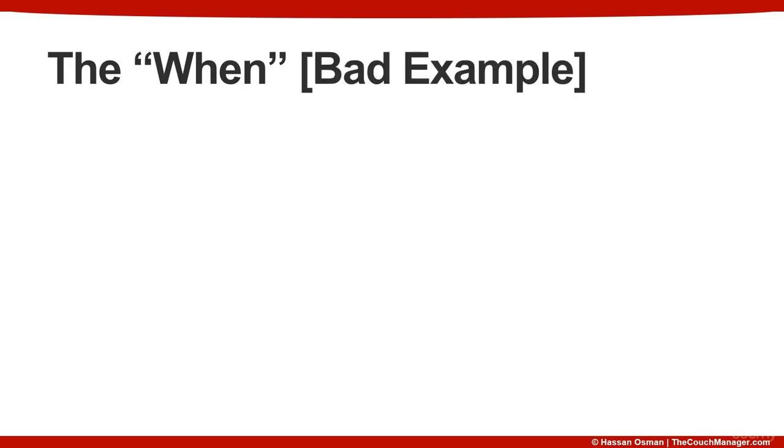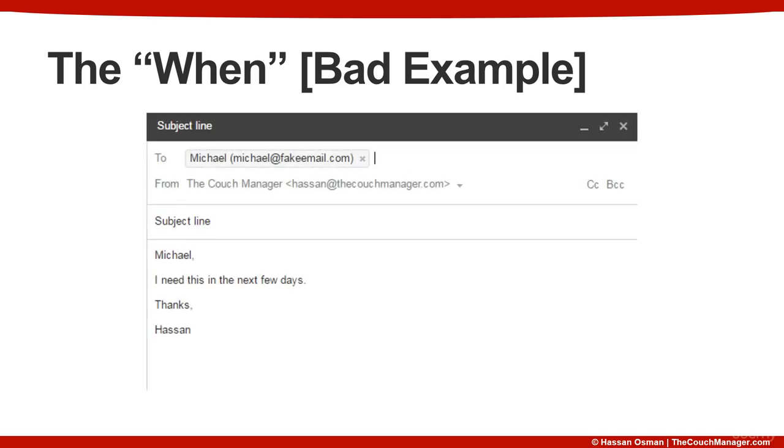So let me give you a bad example of using the when in an email. Let's say I'm sending an email to Michael saying, Michael, I need this in the next few days. Now the problem here is that few days is ambiguous, right? Does that mean 3 days or does that mean 15 days? To me, it might mean 3. To Michael, it might mean 15. And that's where the communication kind of breaks down. So again, this is a bad example of how to use the when.